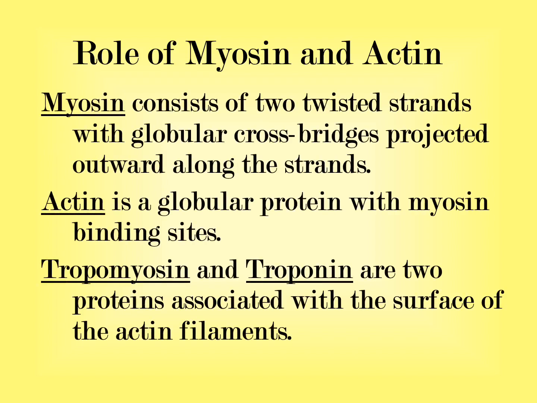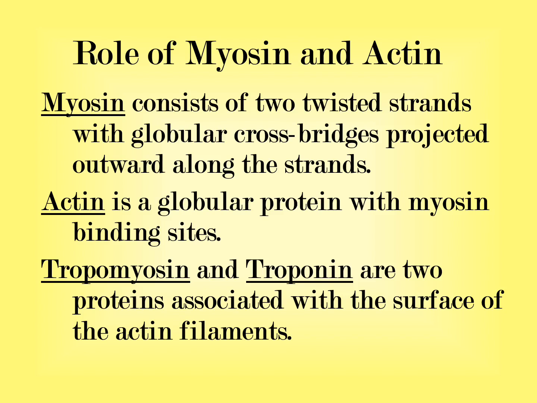In this, we're going to look at the roles of actin and myosin within each other and around each other. So we have to remember that myosin is going to consist of two twisted strands of globular cross-bridge proteins that are going to project towards the outer strands of actin, where actin is this chain of globular proteins that have distinct binding sites that are set for the globular cross-bridge heads of the myosin.